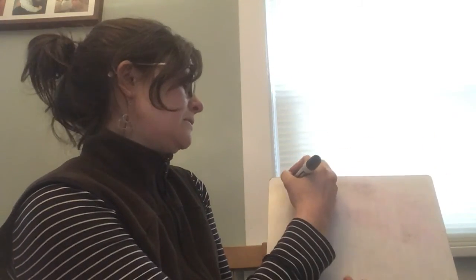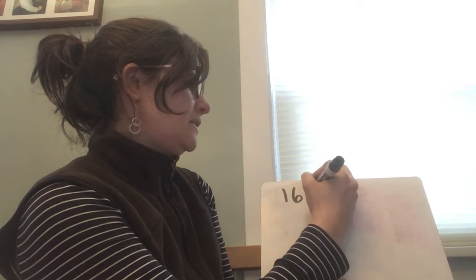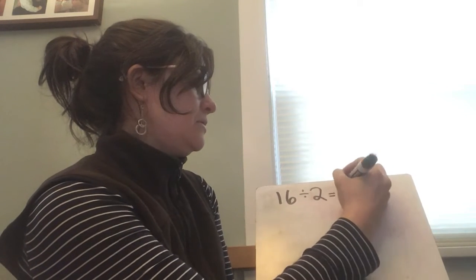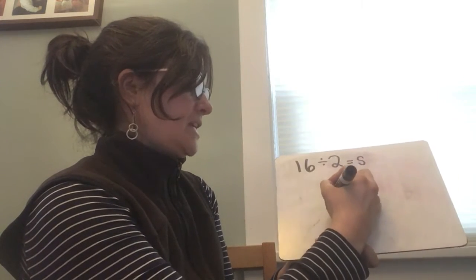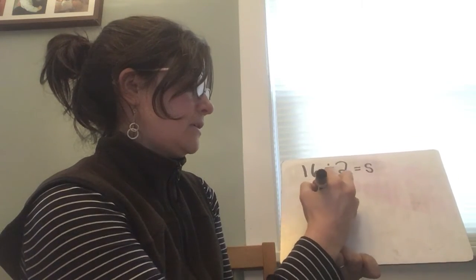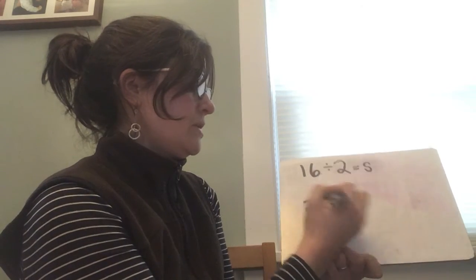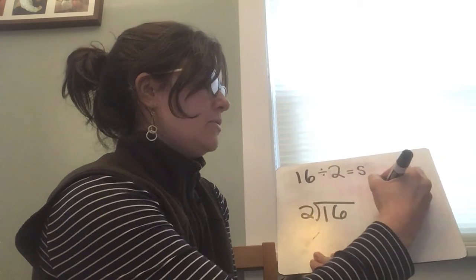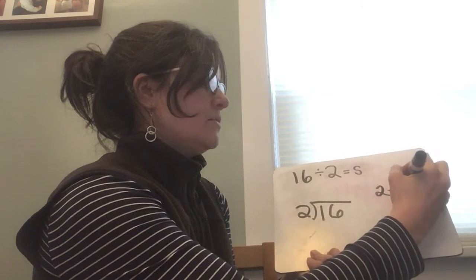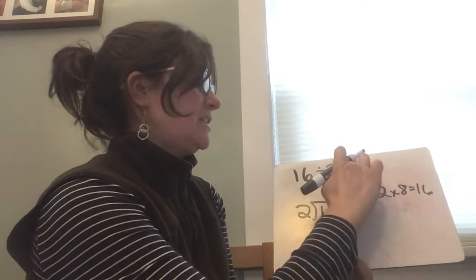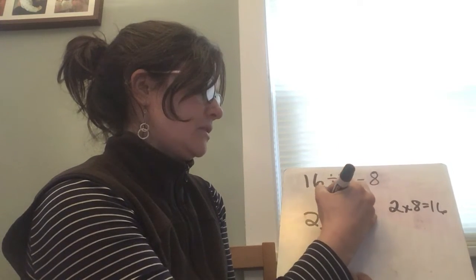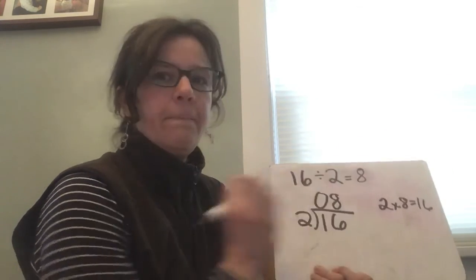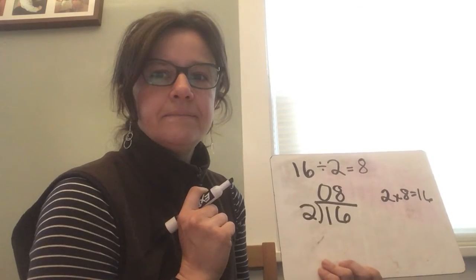Let's say we're doing 16 divided by 2 equals an S for Seneca. So we put 16 inside the house. 2 comes knocking on the door. Well, we know that 2 times 8 equals 16. So that means that 16 divided by 2 equals 8. And so our answer will go 0 in the tens place, 8 in the ones place. I'll show you a couple more, maybe 2 more.